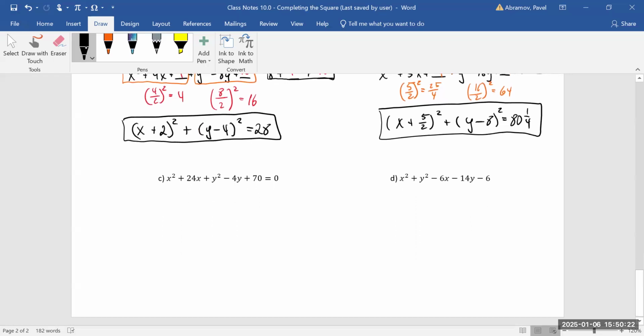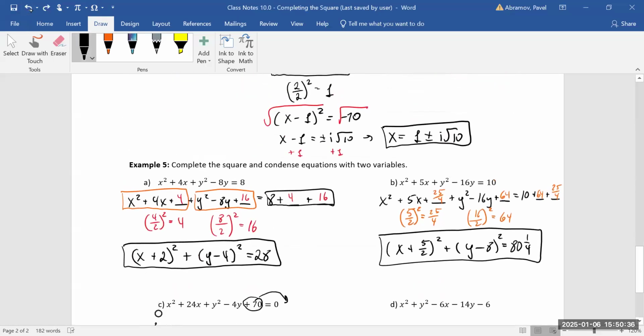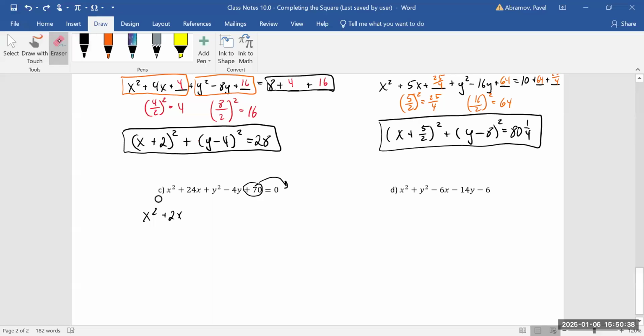Okay, the last one that we'll do is C. So here, notice that we first of all have to take this constant term and move it over because we don't want that constant term there. So therefore, we have x squared plus 24x plus a blank space plus y squared minus 4y plus a blank space equals negative 70.